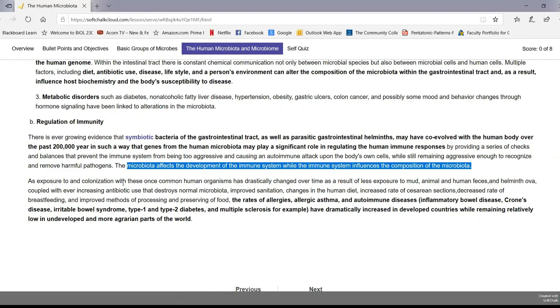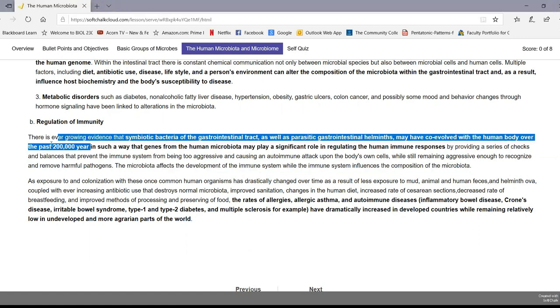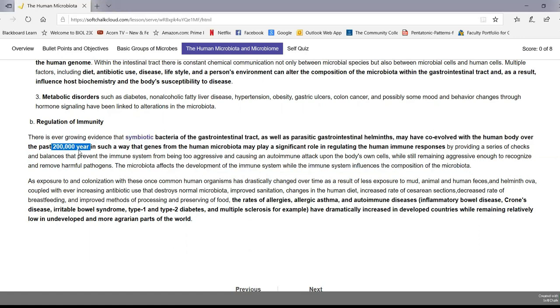And the microbes co-evolved over 200,000 years. During most of those 200,000 years, humans were hunter-gatherers or had a more agrarian-type lifestyle. And of course, as humans changed their environment and their living styles, that then affects our development of microbiota. So the exposure and colonization with these once common human organisms that everyone had through most of human history has drastically changed over time through a lot of factors.